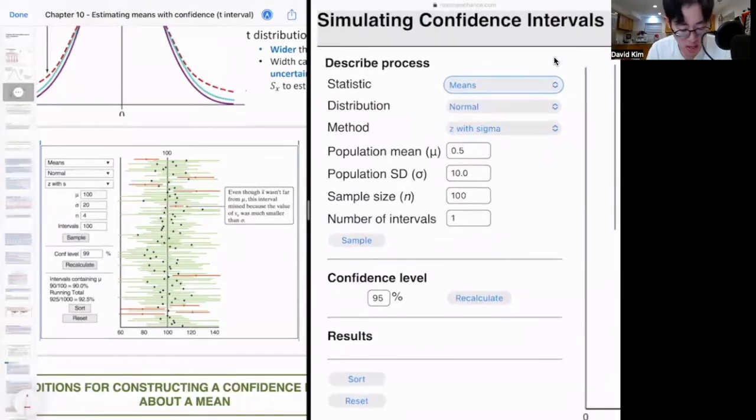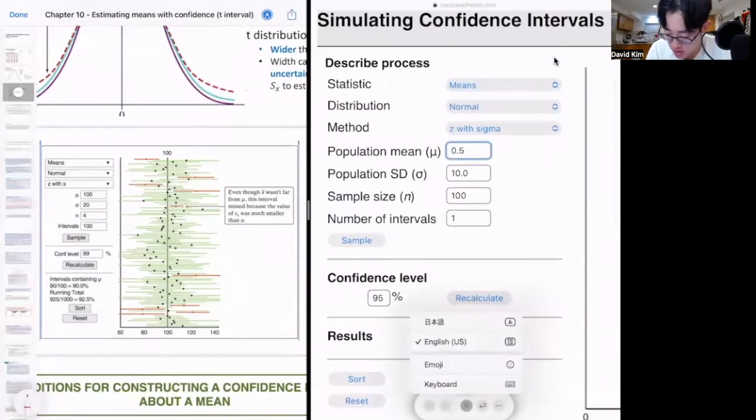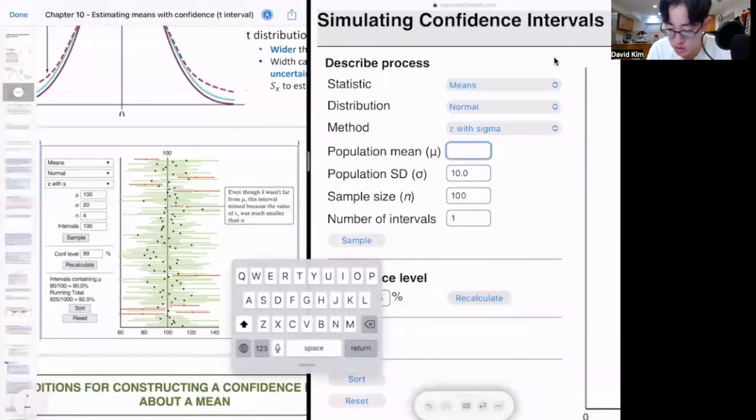So Z with sigma means we have a normal distribution with a known parameter, which is the standard deviation. For the population mean, I'm going to just type in 100, and for the population standard deviation, I'm going to type in 20. Then for sample size, we're going to make this a 4, and for the number of intervals, we're going to make it 100.